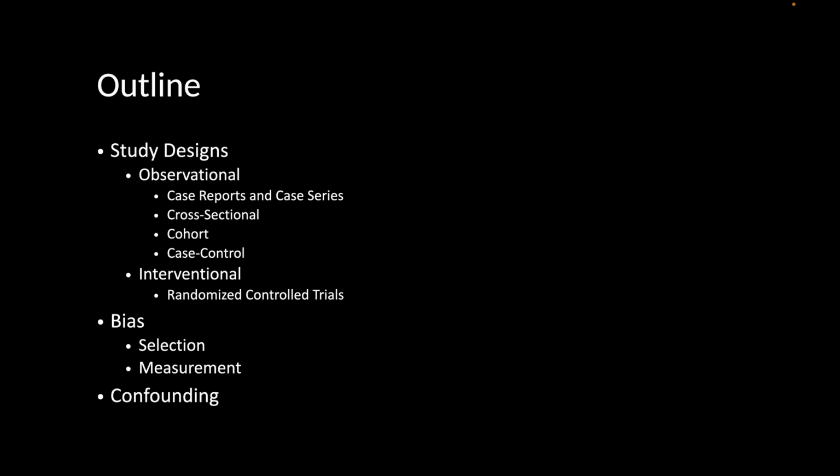So we're going to go through a variety of study designs and spend a little bit more time on the observational study types: case reports, cross-sectional, cohorts, and case controls. And then also talk briefly about randomized controlled trials. Then we're going to get into bias and talk about two different types of bias, selection bias and measurement bias, and give you a bunch of different examples of both. And then talk about the important idea of confounding.